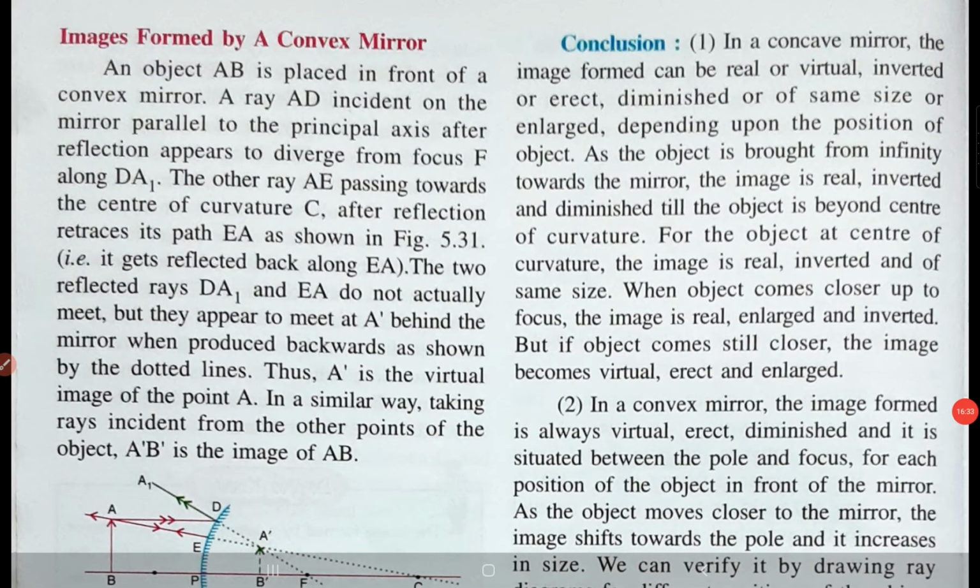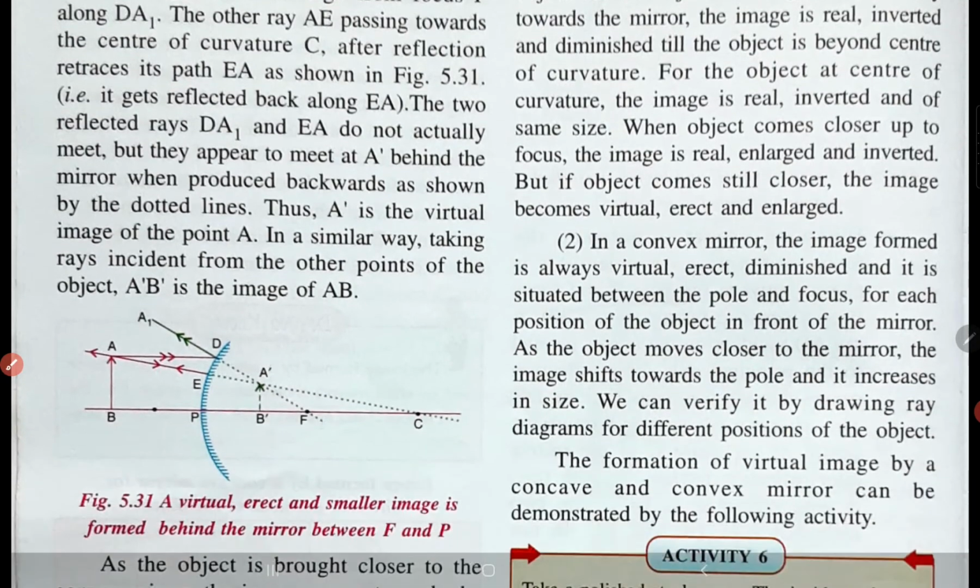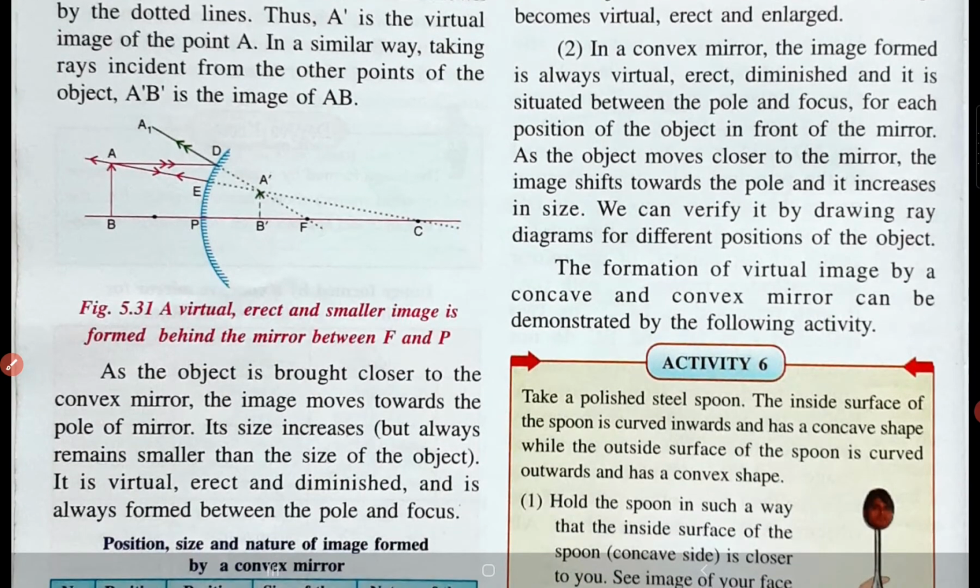So now coming to the convex mirror, image formed by a convex mirror. Here it's very easy. Actually, there is only one diagram. Anywhere you keep the object in front of the mirror, the nature of the image found will be same. But as the object is brought closer to the convex mirror, the image moves towards the pole of the mirror. Its size increases but always remains smaller than the object. As it goes towards the pole, the size will increase but will always be less than that of the object.